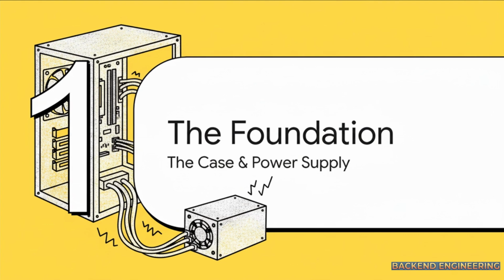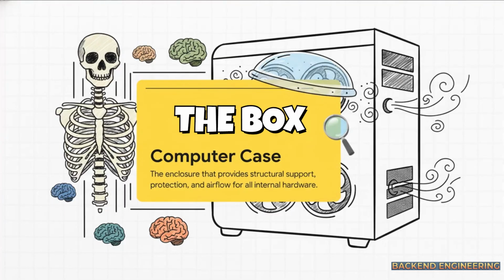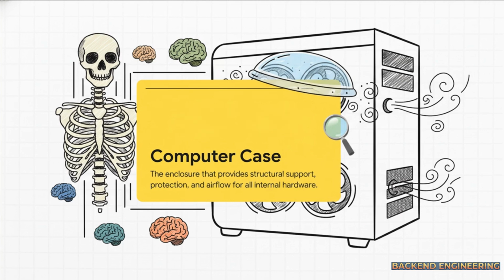Every great building needs a solid framework and a source of energy, right? Well, for a PC, that all starts with the case and the power supply unit. The case is way more than just a pretty box. Seriously, think of it as the computer's skeleton and its skin. It provides the physical structure, sure, but it also protects all those delicate electronic organs inside from things like dust and static. And maybe most importantly, it's designed to manage airflow, which is crucial for keeping everything cool.